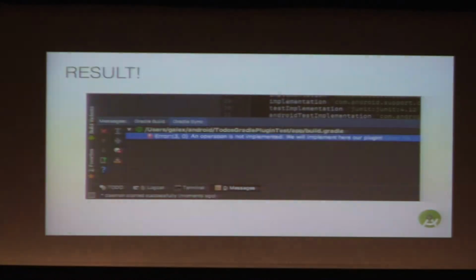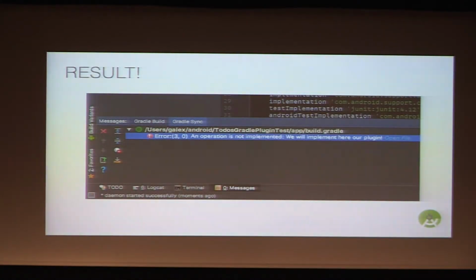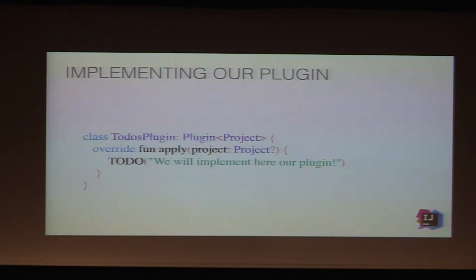And when we run that, we actually get an error. So why an error? Because TODO is a function that returns nothing. Basically, it throws an exception. It throws the message we're sending to it. So let's go back to our plugin class, and we'll implement it now.